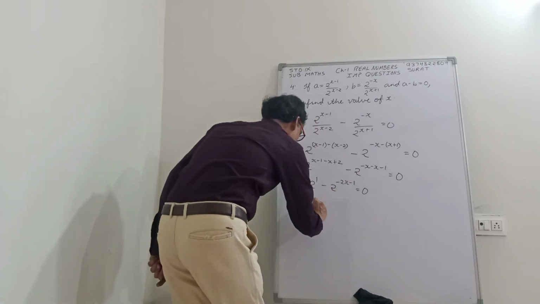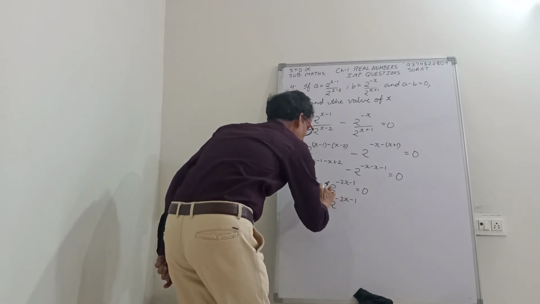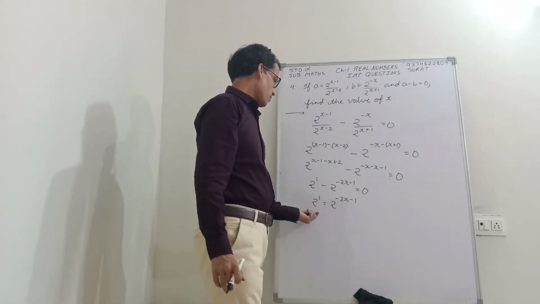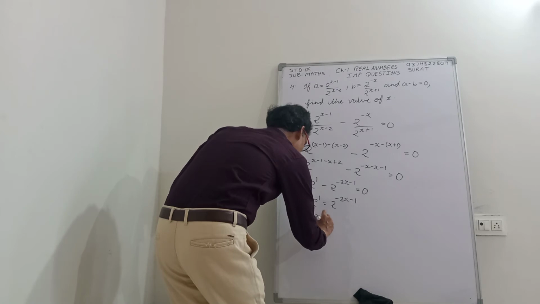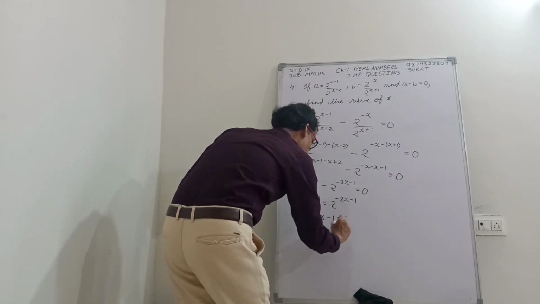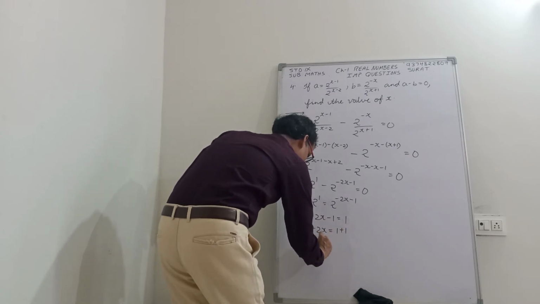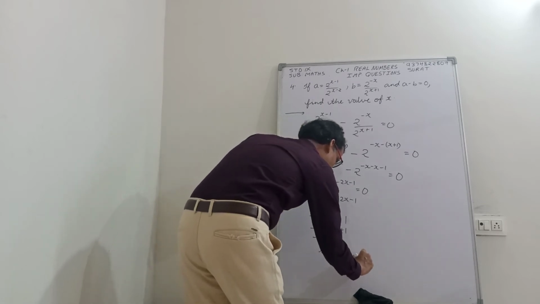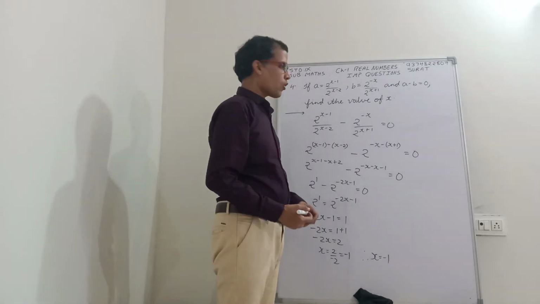Or you can say 2 power 1 is equal to 2 power minus 2x minus 1. It is a negative sign, so we have taken this towards the right side. Here again the base is the same, so compare the powers; the powers must be equal, so minus 2x minus 1 is equal to 1. So minus 2x is equal to 1 plus 1, minus 2x is equal to 2, x equals 2 by minus 2, so we get minus 1. Therefore x is equal to minus 1. So this completes our fourth question.